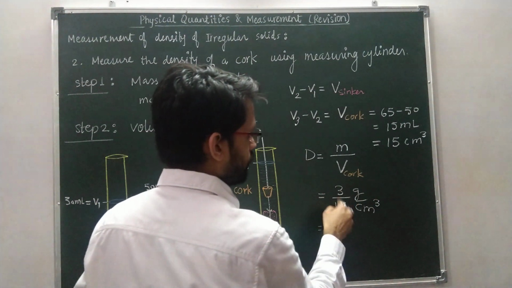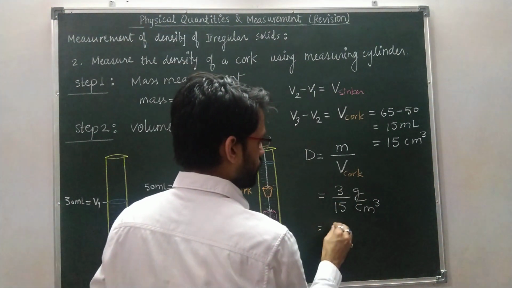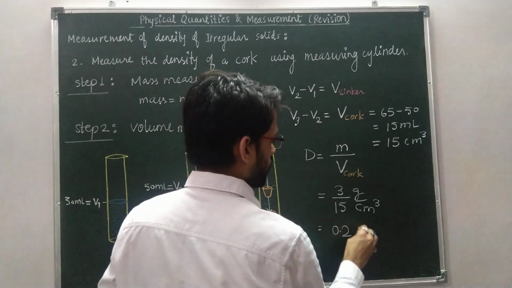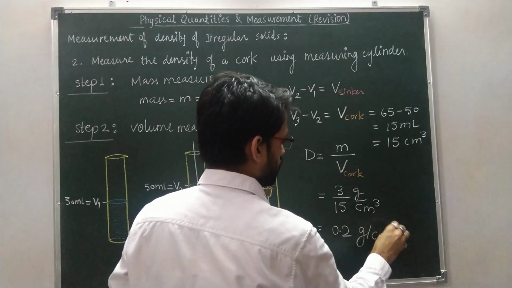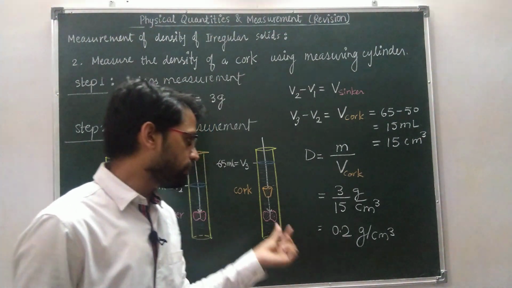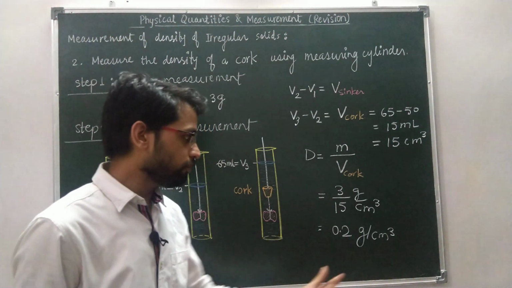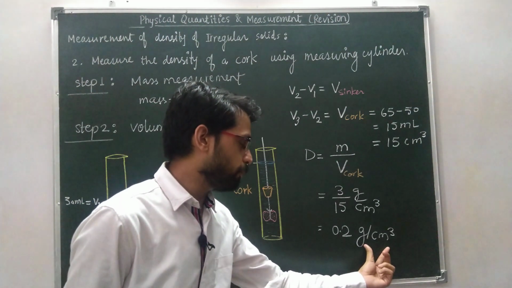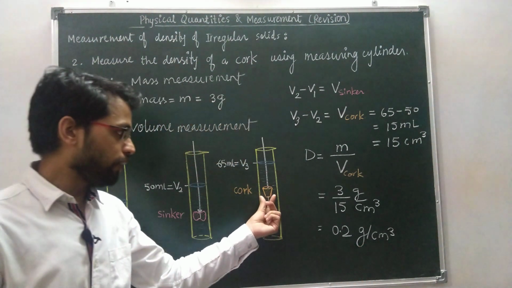Now this ratio turns into 0.2 gram per centimeter cubed. So 0.2 is the density of the cork. 0.2 gram per centimeter cubed is the density of the cork.